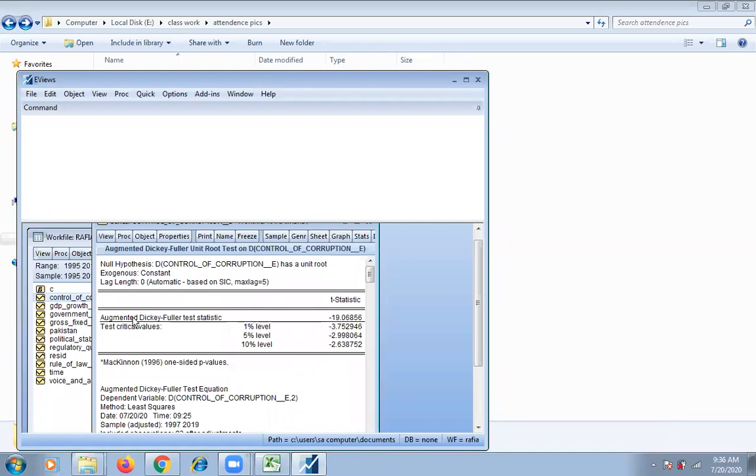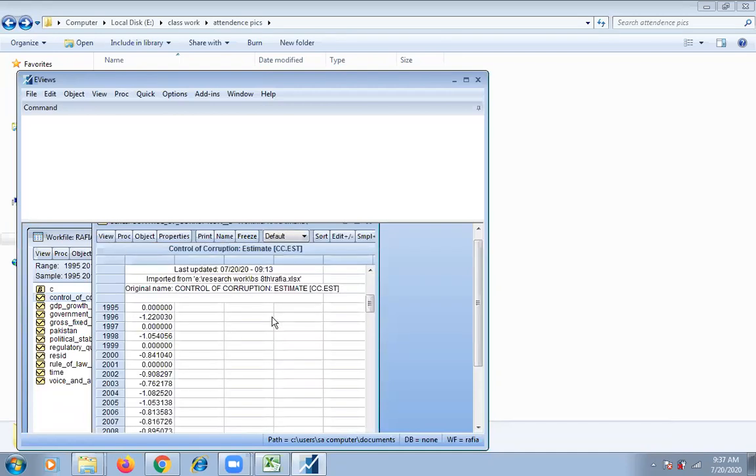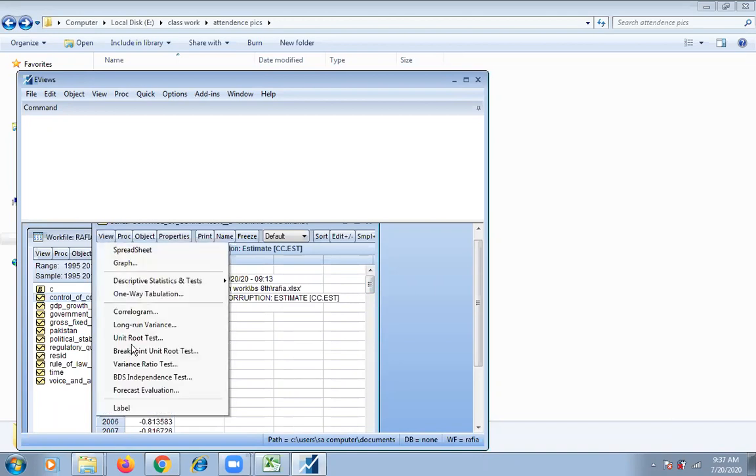you can see that our first variable is stationary at first difference. This is the first difference. For example, if you want to see the first difference form, you can click here, spreadsheets.